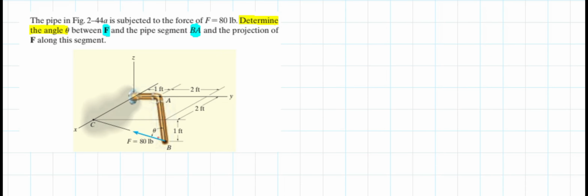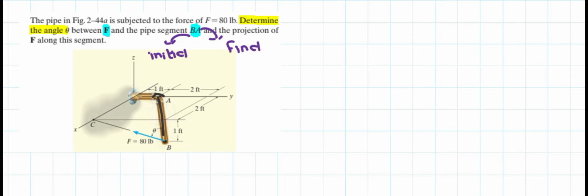Now, just look at the diagram. This is our point A, this is our point B, and this is our point C. The question asks us to find the angle between the BA segment and the force F vector. B is the initial point and A is the final point, so the position vector of the BA segment can be drawn like this.